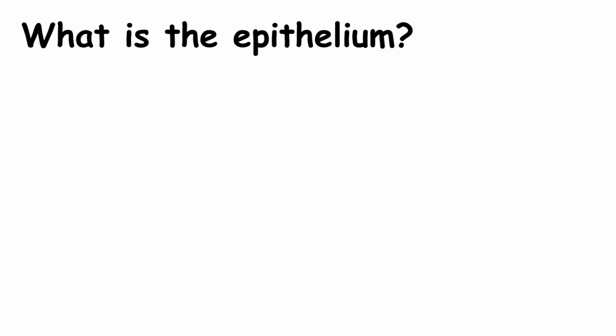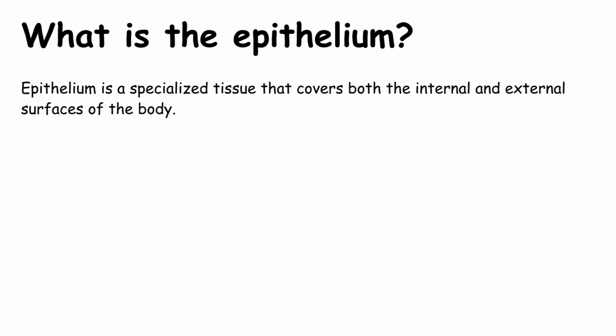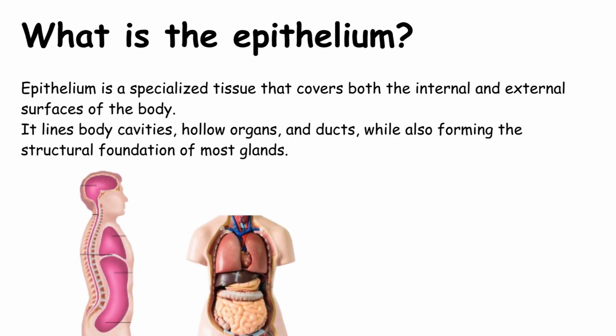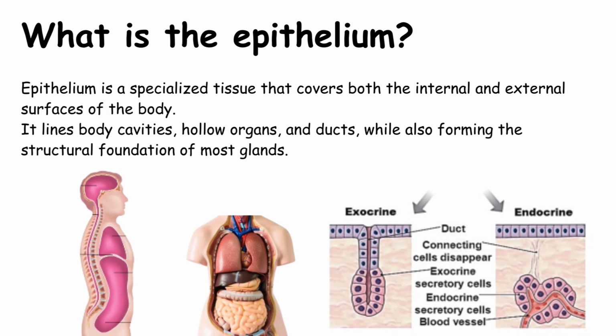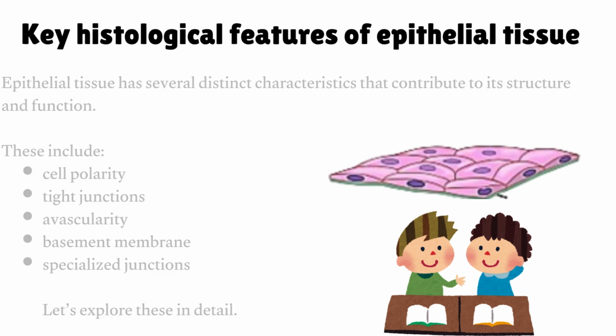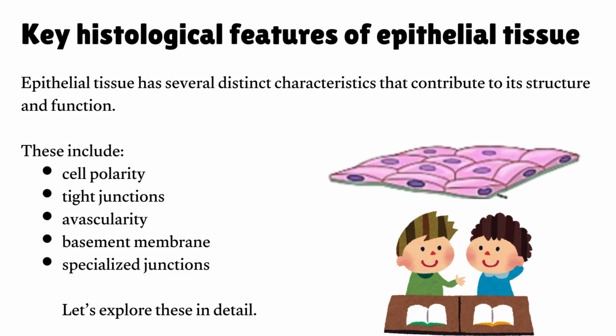What is epithelium? Epithelium is a specialized tissue that covers both the internal and external surfaces of the body. It lines body cavities, hollow organs, and ducts and forms the structural foundation of glands. Key histological features of epithelium. Epithelial tissue has several unique characteristics that define its structure and function.